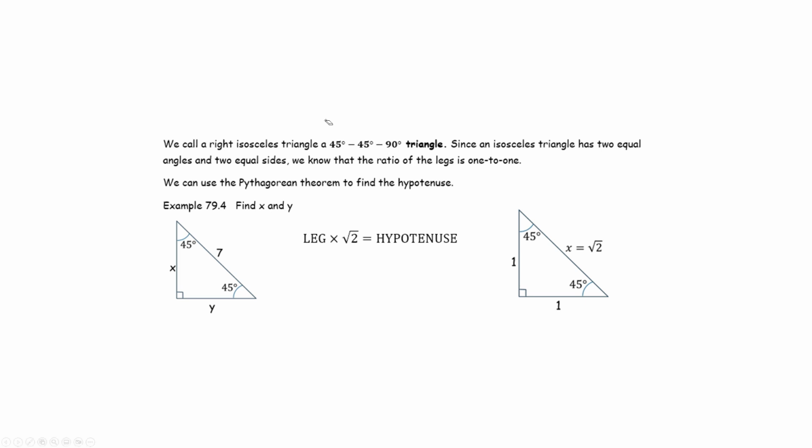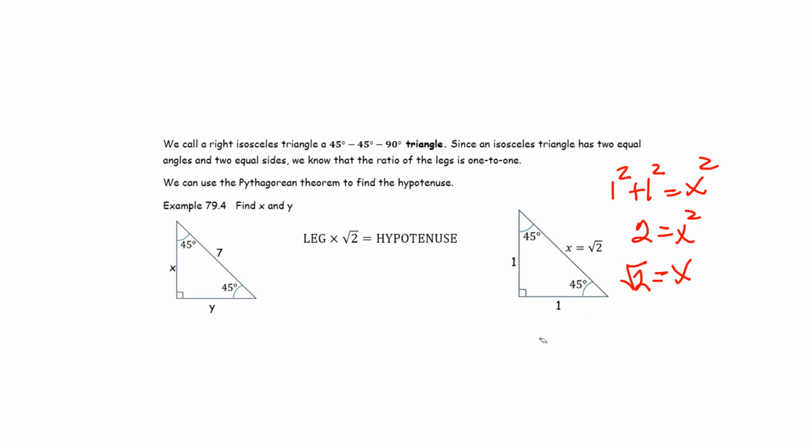All right, so we call a right isosceles triangle a 45, 45, 90 triangle. We've done a couple of problems that have shown us the pattern that you find with a 45, 45, 90 triangle or an isosceles right triangle. So we know if the two legs are equal, then we can use the Pythagorean theorem to find the hypotenuse. And we can see that the hypotenuse is square root of 2, but we'll show why that is. 1 squared plus 1 squared is equal to x squared, the hypotenuse. So 2 is equal to the hypotenuse squared, so x is the square root of 2.